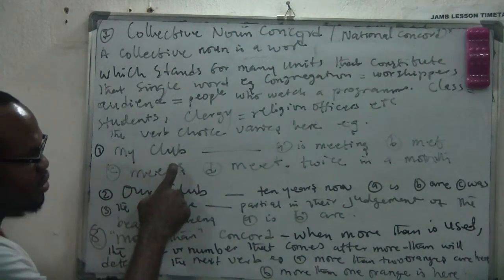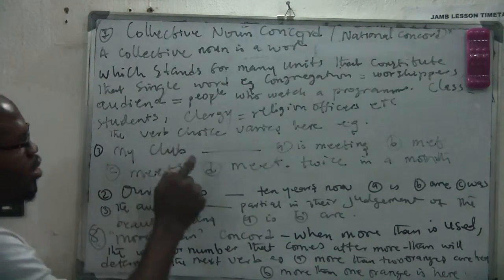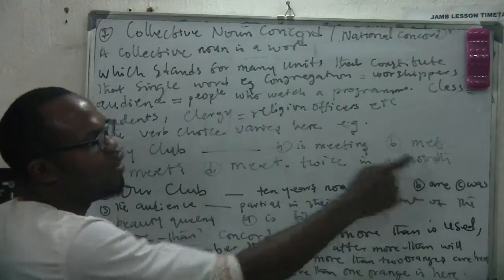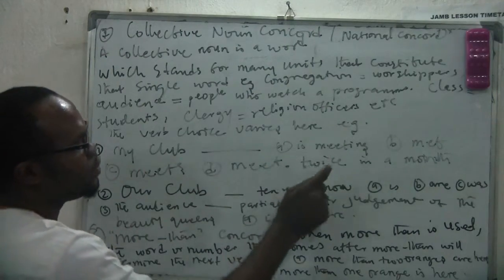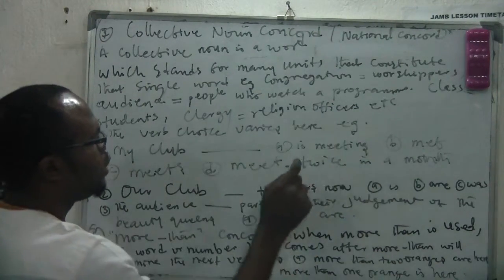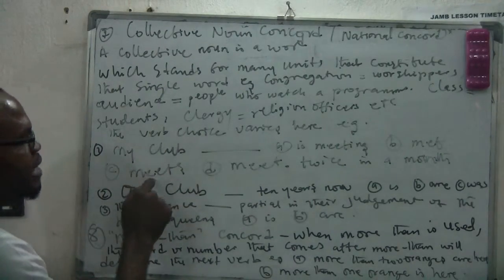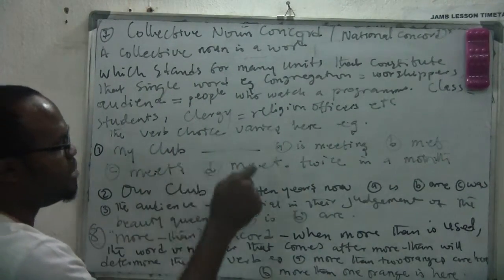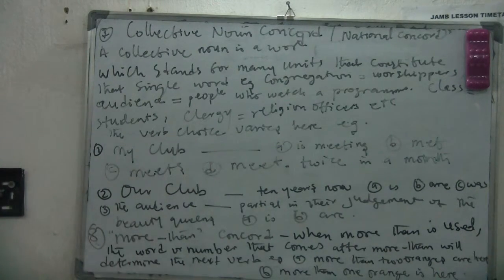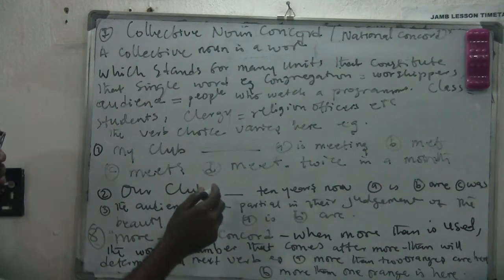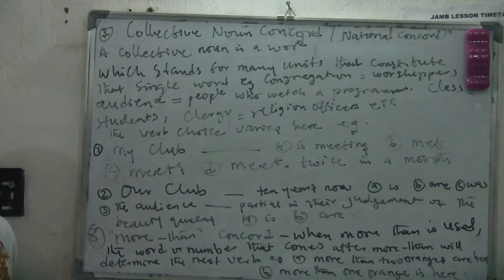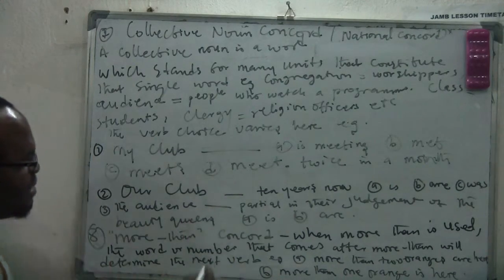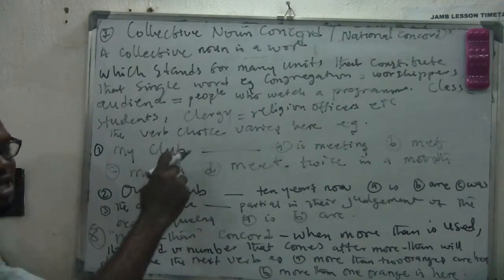Let's take an instance. My club, dash, twice in a month. Will you say my club is meeting twice in a month? My club met twice in a month? My club meets twice in a month? What will be the answer? Meet. Is it C or D? D. Why is it D? It's performing action. It's plural, is it not? My club meet. Meet is plural, because club, you're talking about the members of the club.